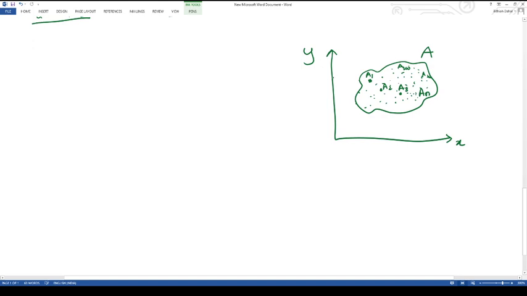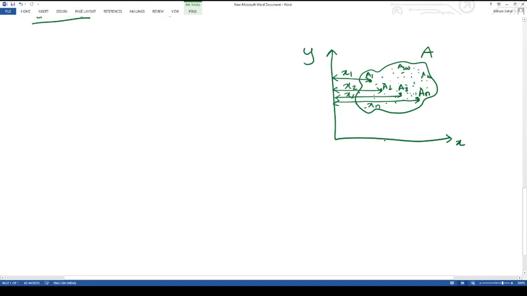Okay, so if I see the distance from the y-axis to my A1, area 1, the distance will be x1, because it is going in a horizontal direction. Now the distance from the y-axis to A2, let this be x2. Similarly for A3, it will be x3. Similarly for AN, it will be xn, right?